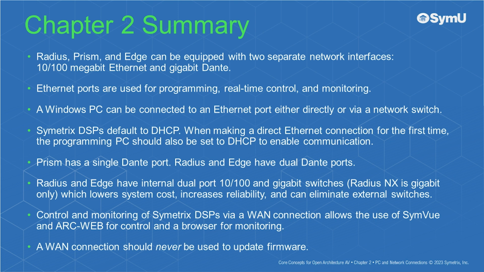Radius and Edge have internal dual-port 10/100 and gigabit switches. Radius NX is gigabit only, which lowers system cost, increases reliability, and can eliminate external switches. Control and monitoring of Symetrix DSPs via a wide area network connection allows the use of SymView and ArcWeb for control and a browser for monitoring. A wide area network connection should never be used to update firmware.